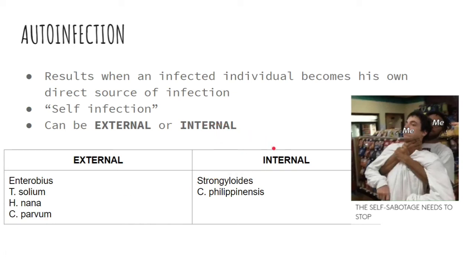It can also be internal po. A good example of that is your Strongyloides and Capillaria philippinensis. Both of these parasites are capable of internal auto-infection. Di ba? Pati yung mga parasite matatalino no? Nagsa-self-sabotage pa. Kasi ikaw mismo ang naging direct source ng reinfection mo. So, please do take note at pakikabisado po ang mga parasites na merong external at internal auto-infection.